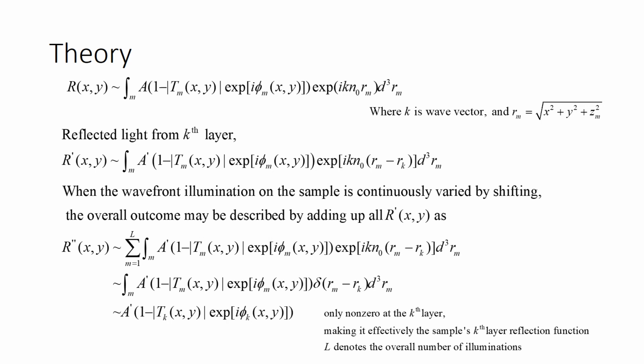we obtain the reflected light from a particular layer called the kth layer. It's obtained by removing the illumination on the kth layer, and we modify this as R'(x,y). And when the wavefront illumination on the sample is continuously varied by shifting, as in the proposed method, the overall reflection may be described by adding up all the R'(x,y). We obtain R''(x,y). And here this L, capital L, denotes the overall number of illuminations. And look at the final simplified expression.